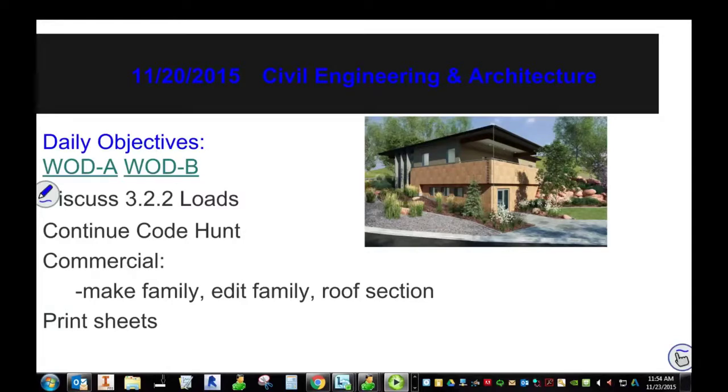First things first, in your notebook, let's make a section that says 322 loads if you don't have that already. Your homework was just to get some background knowledge about how loads are transferred from the roof of a building all the way down to the bottom. From that background knowledge, you should already know a little bit about dead loads, live loads, and girders, beams, and columns. Those are the big take-home points.